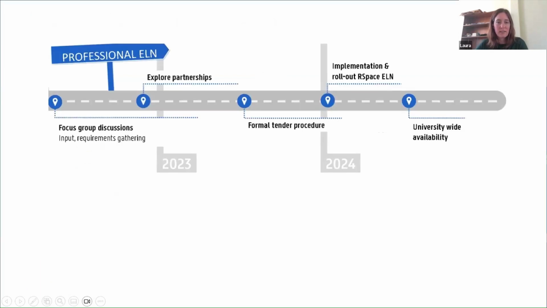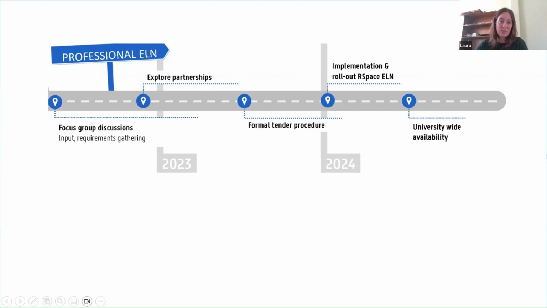Yes, on the next slide, I'm zooming into what we did throughout the process to end up with a professional ELN. So we had focus group meetings, requirements gathering, exploring partnerships as well, because there's the university, but we have a university hospital. We have strategic partnerships with the Flemish Institute for Biotechnology, for instance. They also need an ELN. So we were exploring whether or not we could get a software together. That turned out not to be the case.